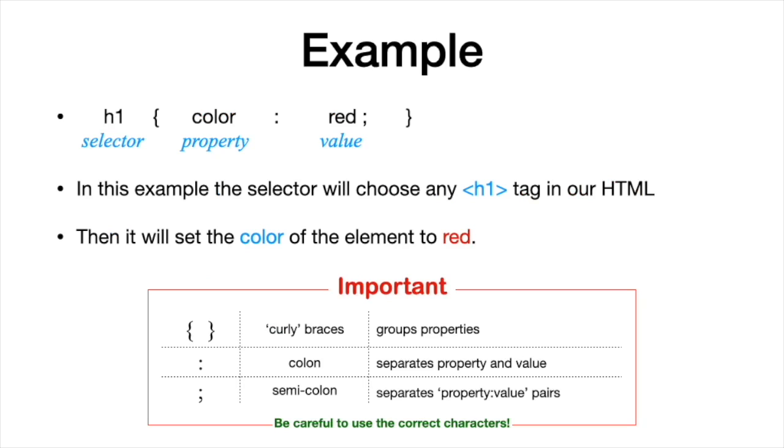So let's look at an example. In this example here, we have H1, that's the selector, color is the property, and red is the value. So in this example the selector will choose H1, the H1 tag in our HTML, and then it will set the color of that element to red. So all the H1s in our HTML will become red.